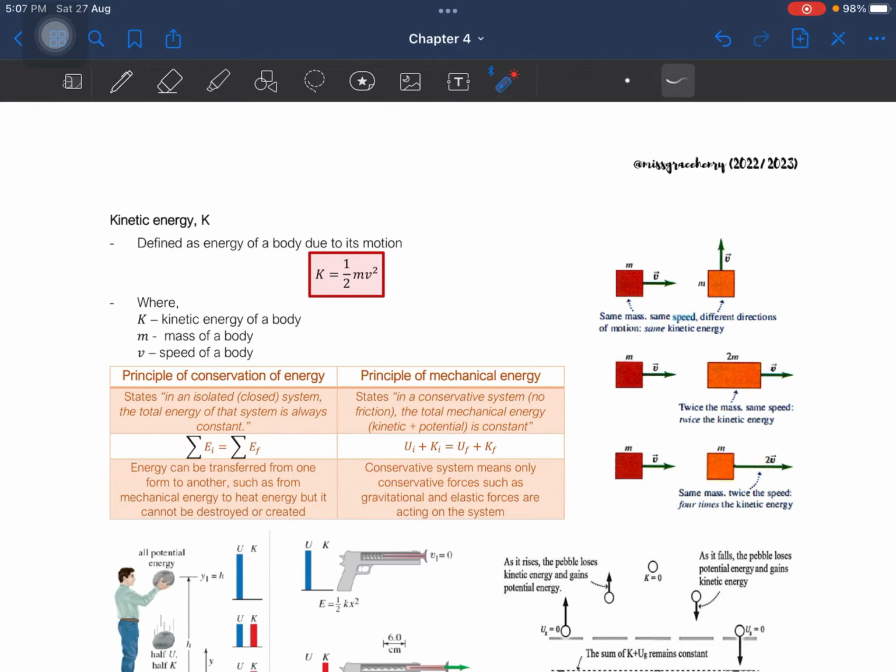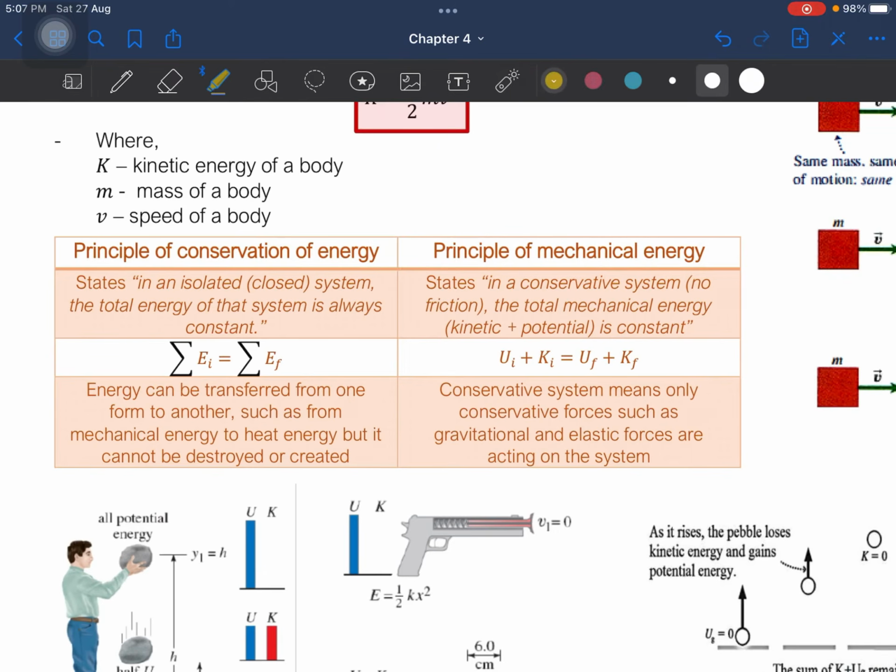Okay? So principle of conservation of energy is... So what is the principle of conservation of energy? It states that in an isolated system, the total energy of that system is always going to be constant. Okay? So the energy is conserved in the closed system. So mathematically, it can be written as shown here, and then it can be transferred from one form to another.